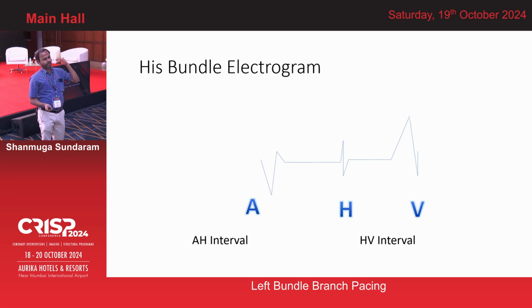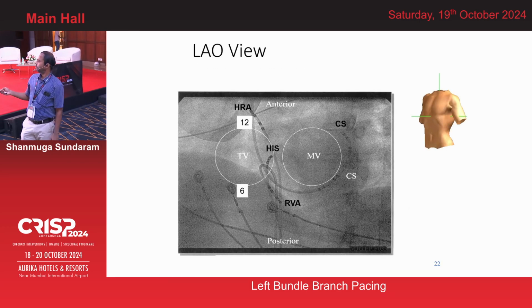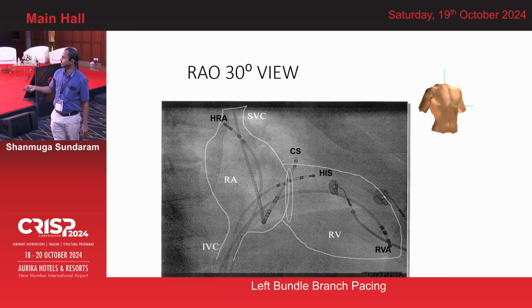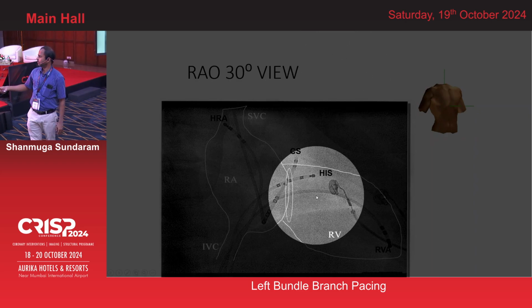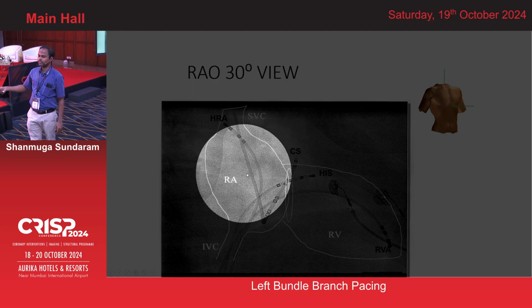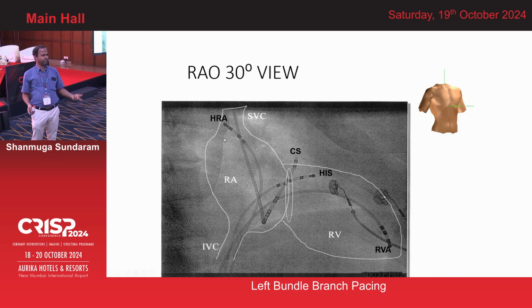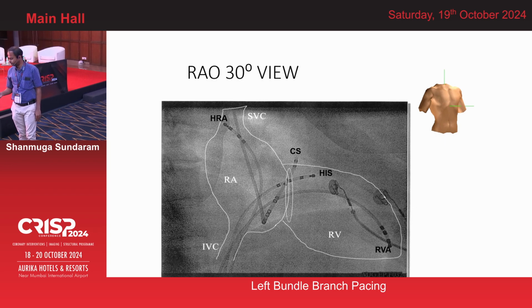So the His catheter will be right across the tricuspid leaflet. So this is the atrium, this is the ventricle, as I've shown here. You can see this is the atrium, this is the ventricle, and this is the tricuspid valve. So it is right across the tricuspid leaflet, and obviously it should record both atrial as well as ventricular electrograms.